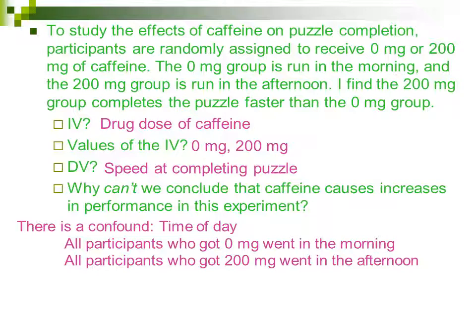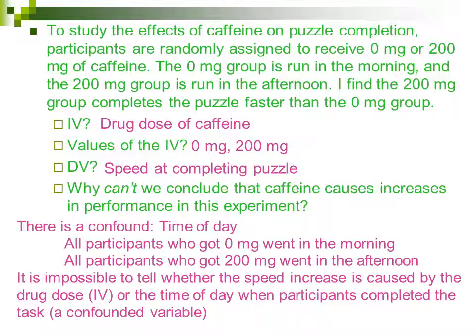All of the participants who got 0 milligrams of caffeine went in the morning, and all of the participants who got 200 milligrams of caffeine went in the afternoon. And so the issue is that it's impossible to tell whether the speed increase in puzzle completion is caused by the drug dose, the independent variable, or the time of day when participants completed the task, the confounding variable. And so because of this, you can't conclude that it was the independent variable that caused the increase in puzzle completion speed, because it could have just as likely been the confounding variable.